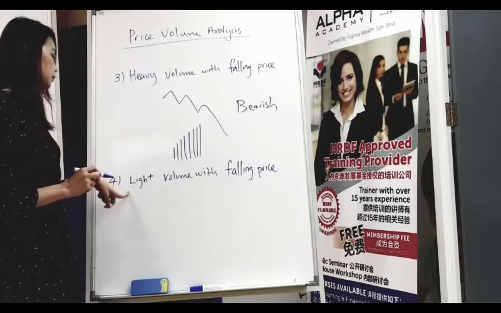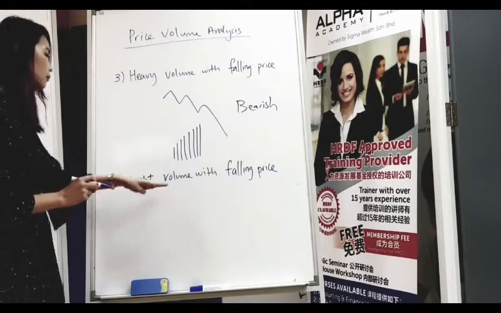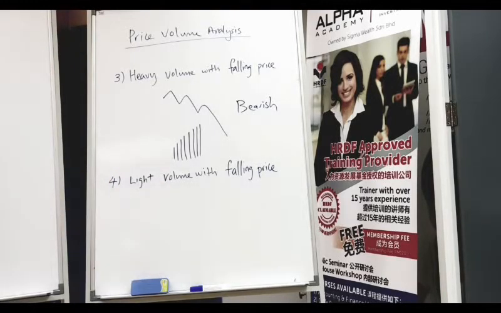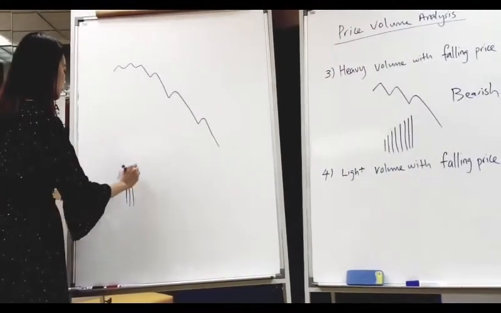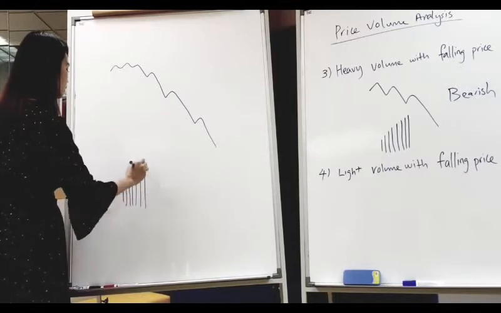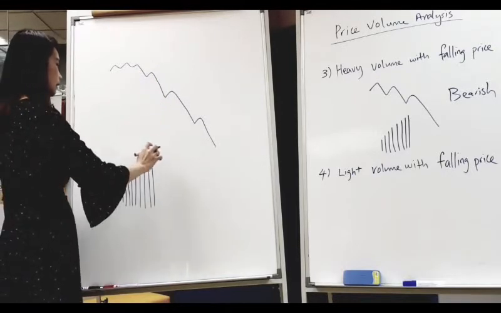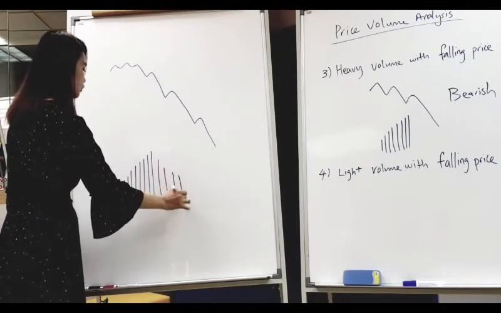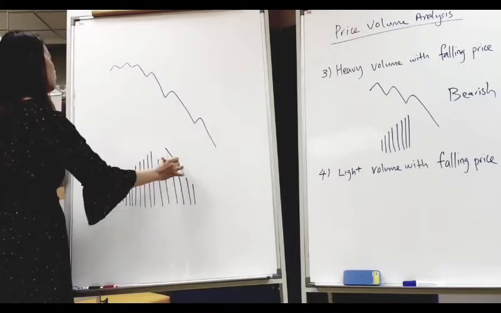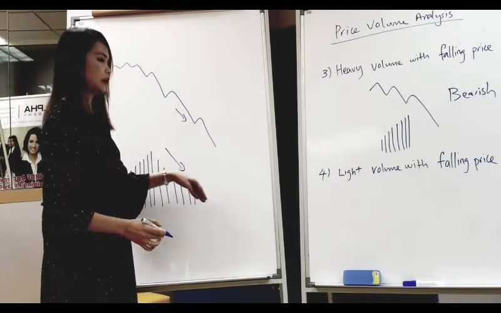Next, the light volume with falling price. We take a look at this chart here. Initially, when the price is dropping, you have a rising volume. That means more and more people are selling it, and there is a steep drop in the price. However, up to a point, the volume starts to reduce and diminish. As the price drops further, the volume is getting lesser and lesser.